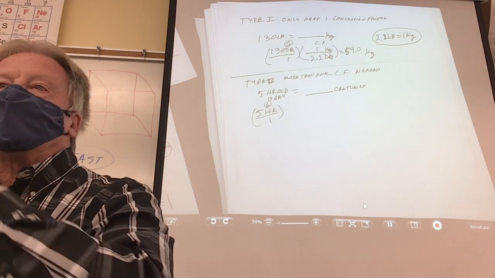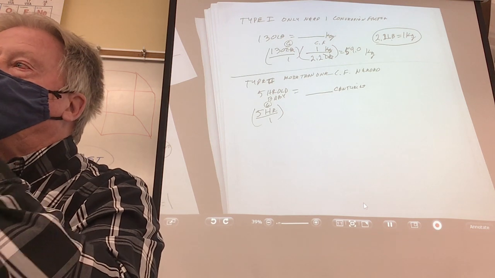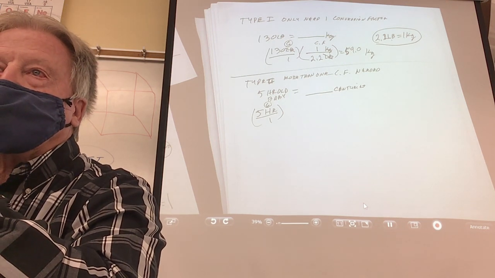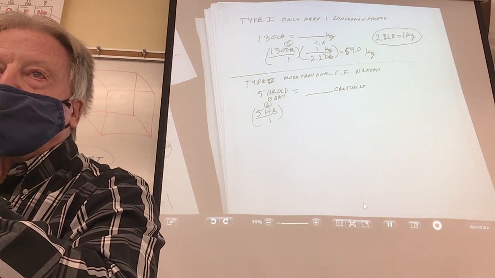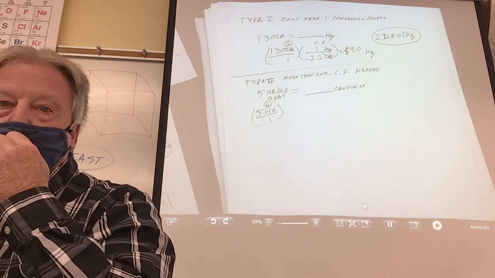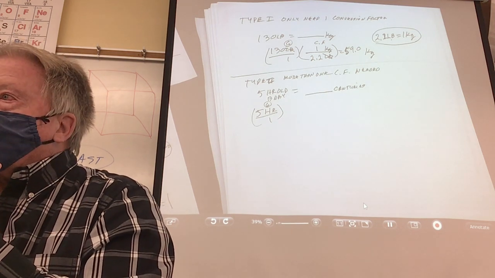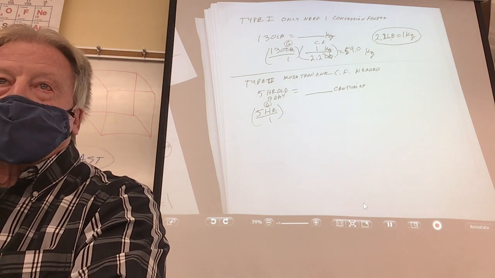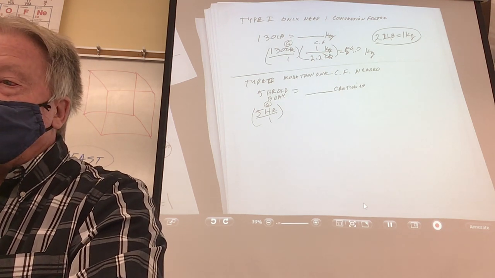Now, what I'm going to do is show you the beauty of factor label. I'm not picking up that calculator until I write the equal sign. We're not going to do this the way, if I had given this problem to you yesterday, you would have said, well, let me think. Click, click, click, and you probably would have missed it. You're not going to miss it. I'm going to show you how to set this problem up.